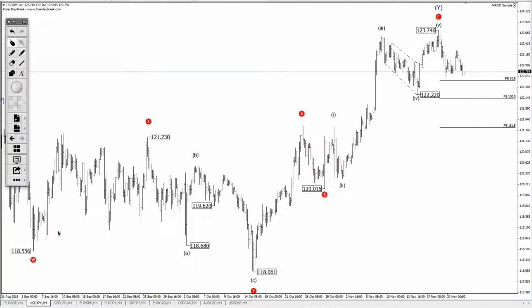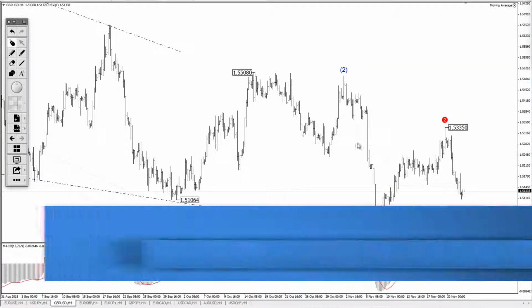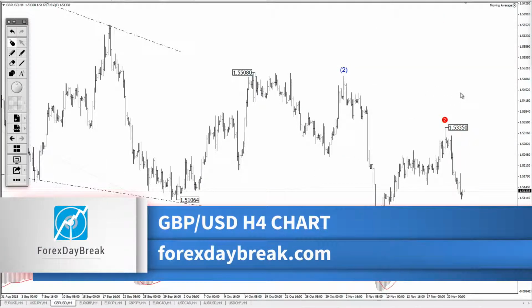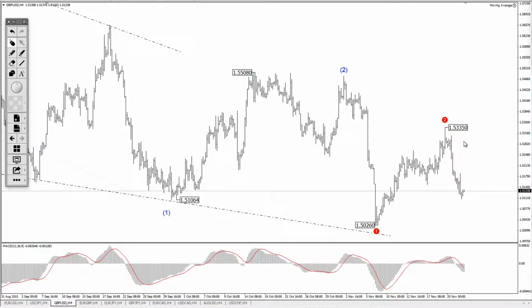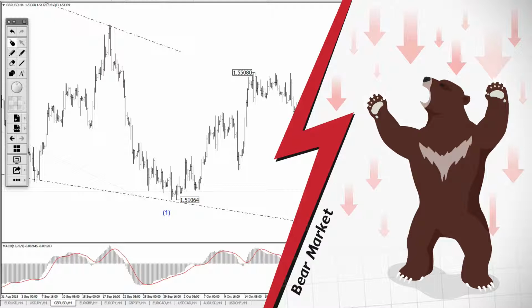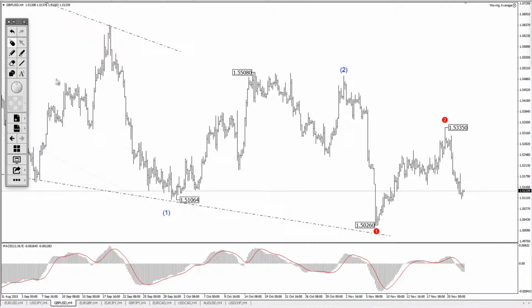All right, let's see quickly pound dollar. We have seen a very strong decline for the past couple of days. Actually, this started on Friday. From the high of 153.35, we see a strong move downwards, and we can trade this pair once we see a 5-wave structure and a larger correction. So let's draw here what we can expect.